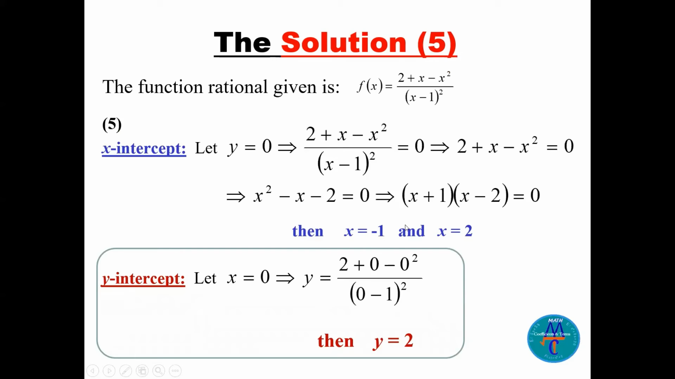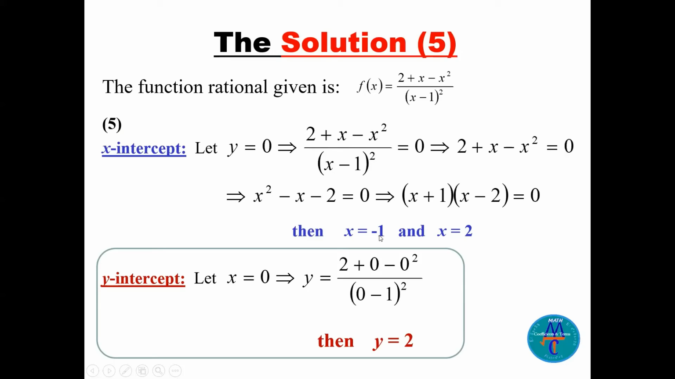This is an easy slide here. To find the x intercept, this is from the algebra course. Put y equal to 0. So this is the function f of x, the same as y. So cross multiply, you will get the numerator 2 plus x minus x squared equal to 0. Multiply by minus 1, factor, you get two values: x equals minus 1 and x equals 2. So these are the x intercepts of the graph.